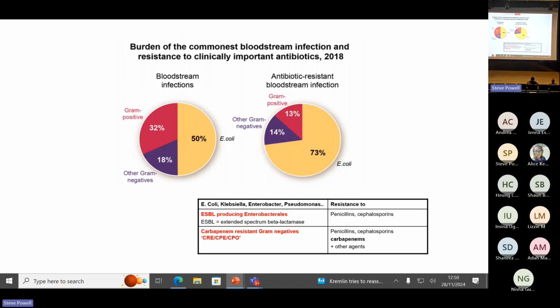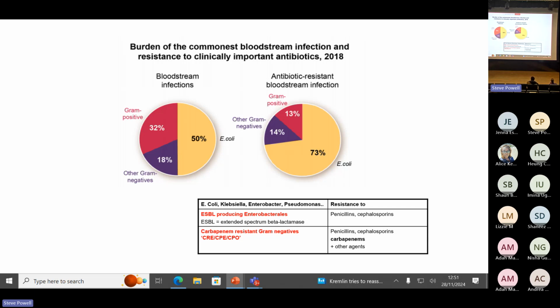So the pie chart on the left is of all bloodstream infections. And then we can see about 50% of them are caused by E. coli and a further 20% by other gram-negatives. So these are our gut, what we call Enterobacterales, all our gram-negative species. The right-hand pie chart shows which of those bloodstream infections are resistant to at least two of our major classes of antibiotics that we use routinely in our practice. And we can see there how much greater a proportion our gram-negatives are a part of in resistant infections. The little table below reminds us of some of the names of these resistant organisms.